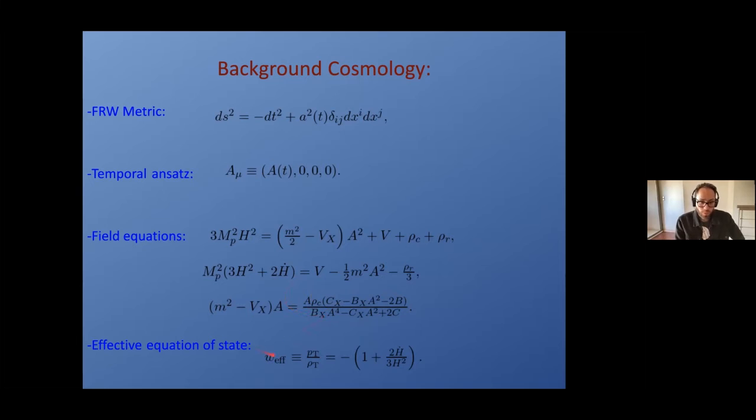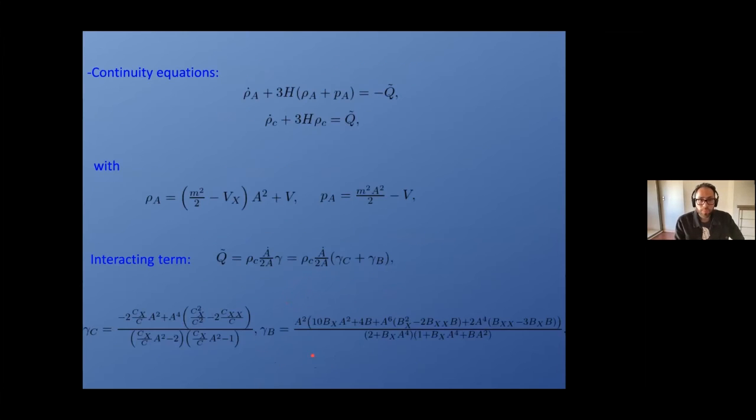Indeed, you can define the equation of state in this way. You get your continuity equation. You define, as usual, pressure and energy density. And this Q term can be written in this compact way with this gamma function, receiving contributions from both the conformal function and the disformal function.